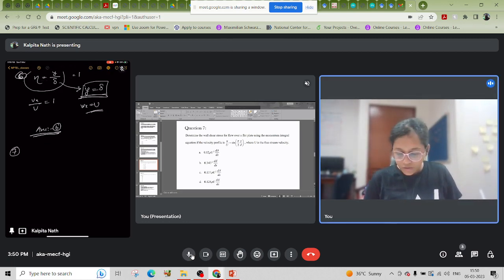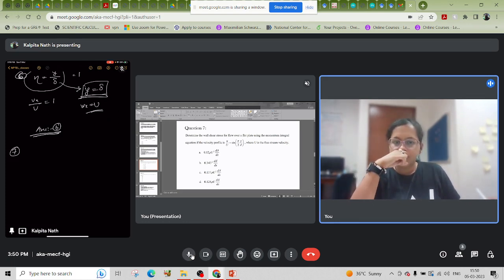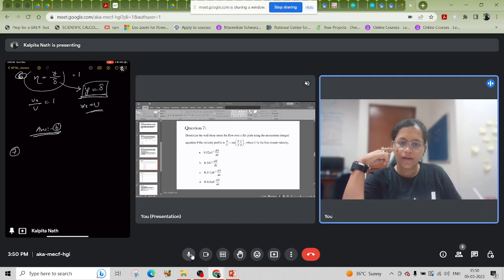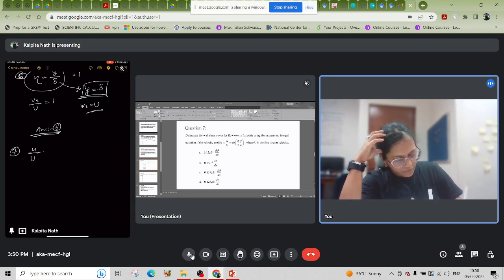We'll go on with the solution of question number 7. It says to determine the wall shear stress over a flat plate using the momentum integral equation, and the velocity profile is given. So, let us start. The velocity profile is given as sine pi by 2 y by delta, that is sine pi by 2 eta.